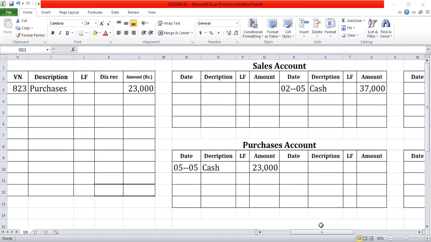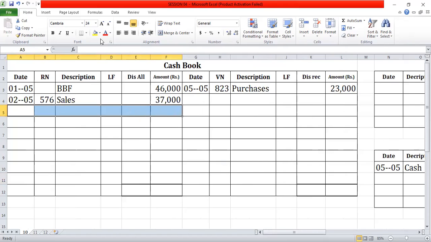I'm going to write this transaction with red color. The date is 9th of May. Receipt number 577. I told you, right? What is this transaction? Received from a debtor, Amila, 26,000, allowed discount 4,000.